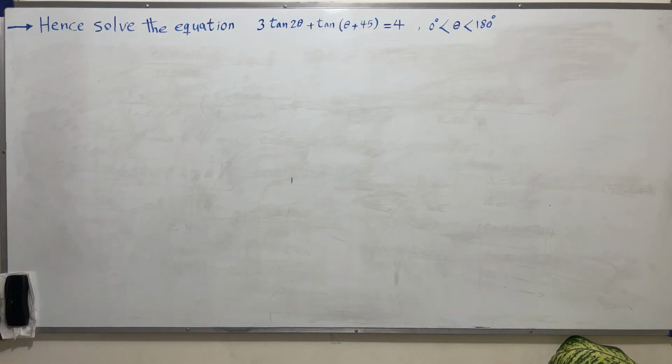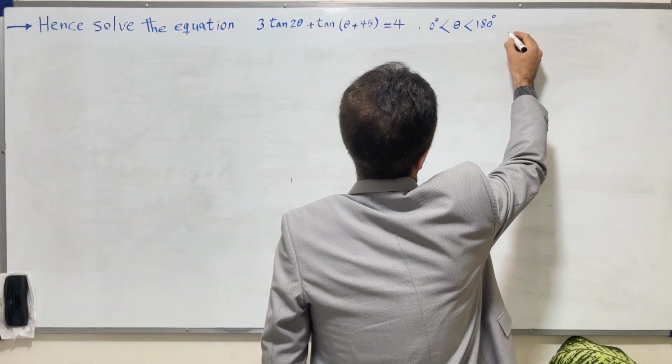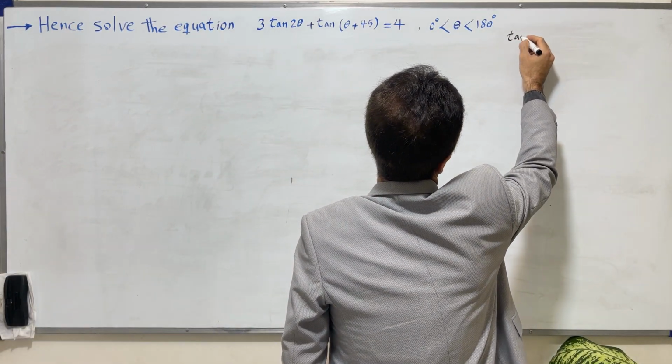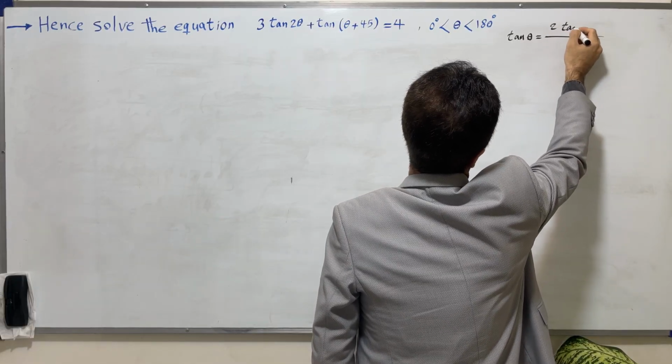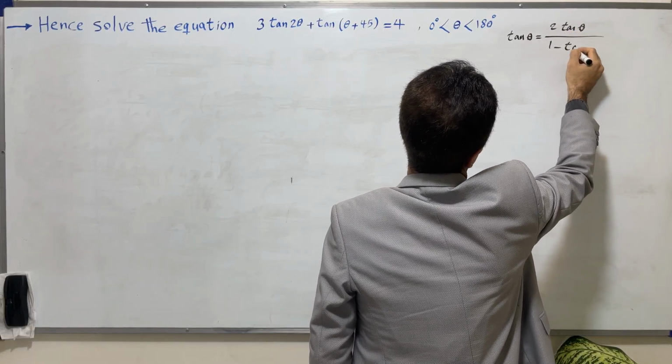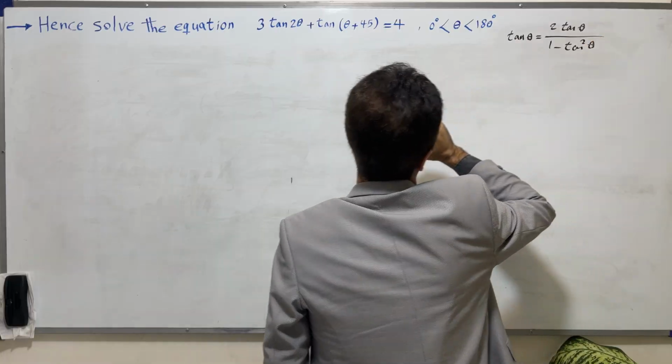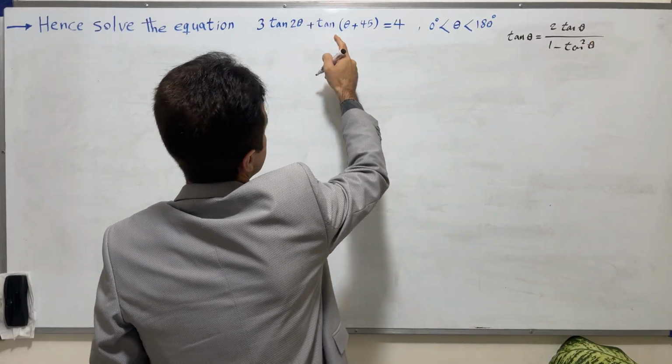First, we need to simplify this equation. The entire expression must contain only one of the sine, cosine, or tangent functions. Then we use the following two trigonometric relations. The first one is tan 2θ = 2 tan θ over 1 minus tan squared θ.